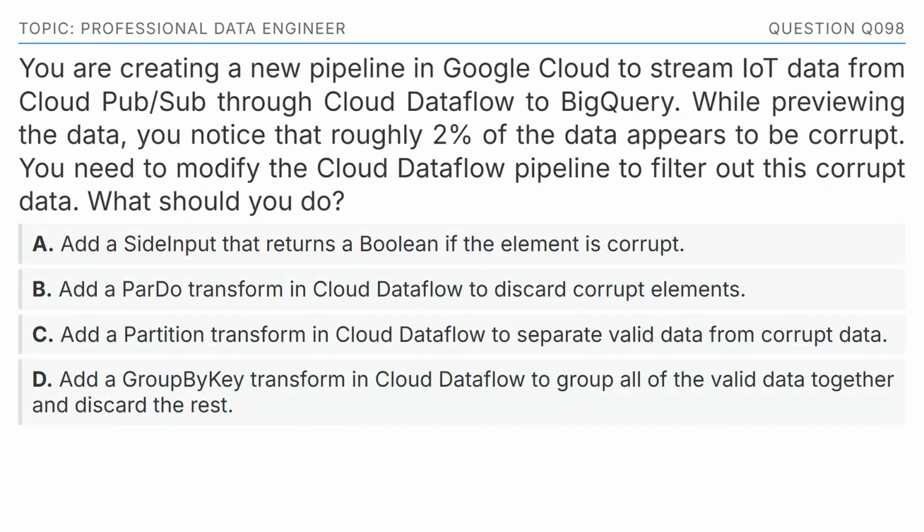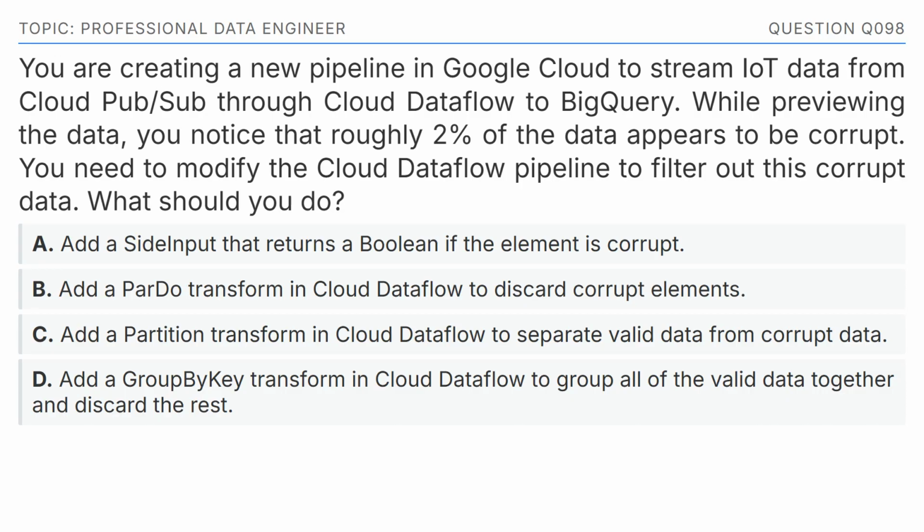You are creating a new pipeline in Google Cloud to stream IoT data from Cloud Pub/Sub through Cloud Dataflow to BigQuery. While previewing the data, you notice that roughly 2% of the data appears to be corrupt. You need to modify the Cloud Dataflow pipeline to filter out this corrupt data. What should you do? The options are: Option A, add a side input that returns a boolean if the element is corrupt.